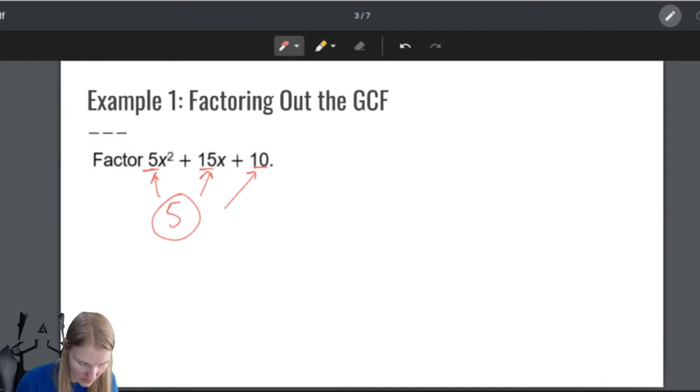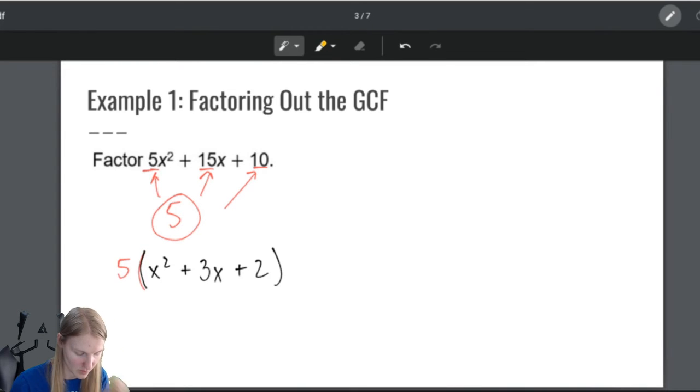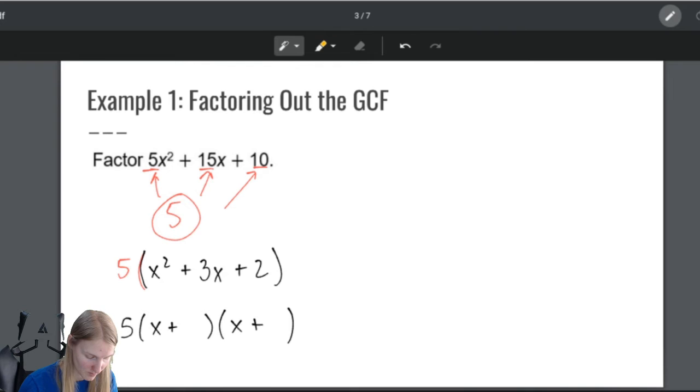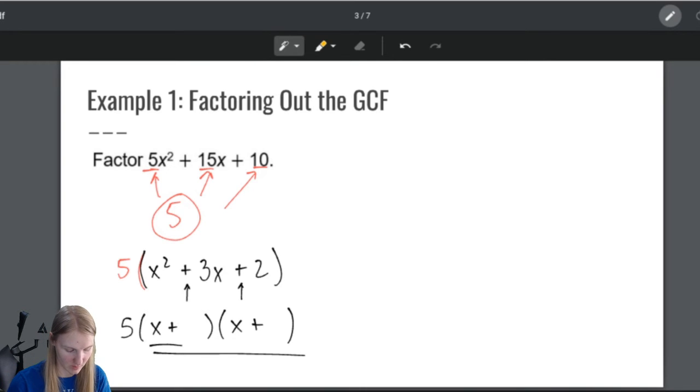Alrighty, so if I am factoring out a 5, that is gonna leave me with x squared plus 3x plus 2, because 3 times 5 is 15. Beautiful. Because c is positive here, I know that I'm gonna get 5 times x plus something and x plus something. Because c is positive and b is positive, I know that both of these are going to be plus.